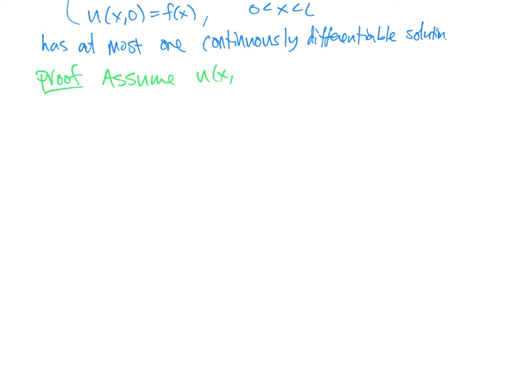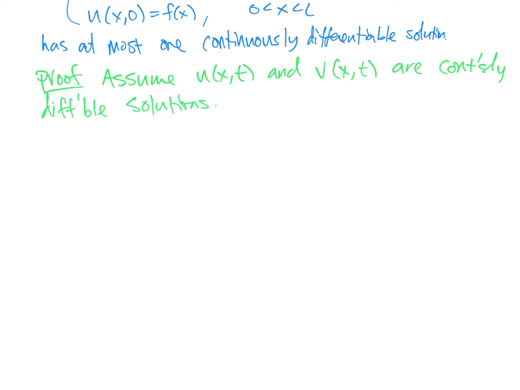assume that u of x and t and v of x and t are continuously differentiable solutions to the problem that we wrote up before. And then we'll let w equal u minus v. So the goal here will be to show that w is in fact 0, that it's 0 for all x and t, and that would mean that u and v have to be the same thing. And that will be enough to show that you have a unique solution, because if you had another solution, it would have to be the same one.